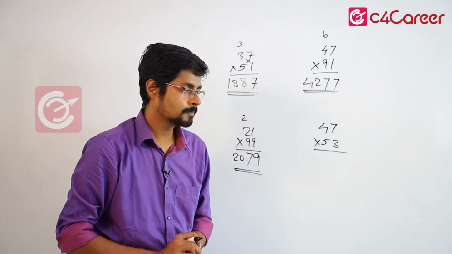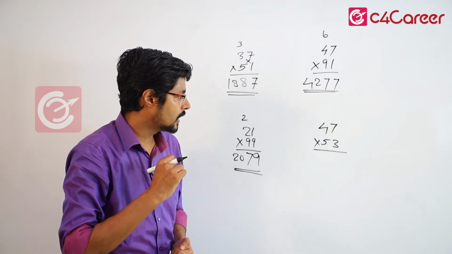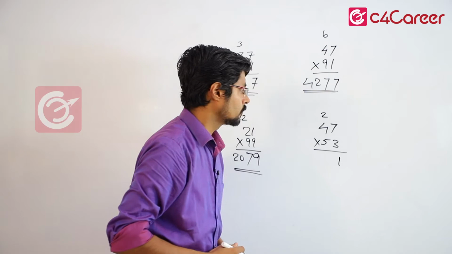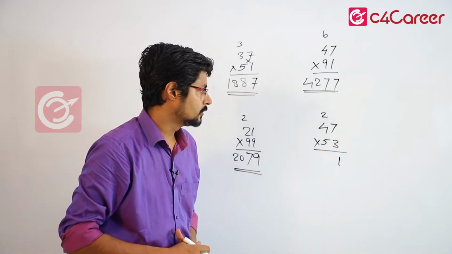Can you try this out for yourself? 47 into 53. Just try it out. So I'll give you the answer. 7 into 3, 21. So after the first step, we have a carry which we will note down.